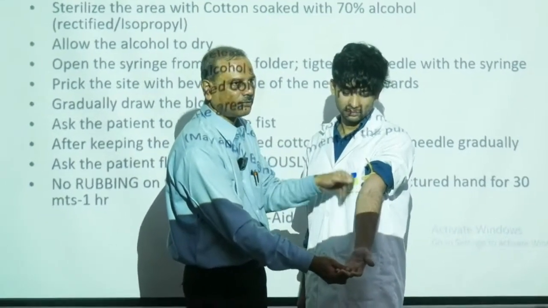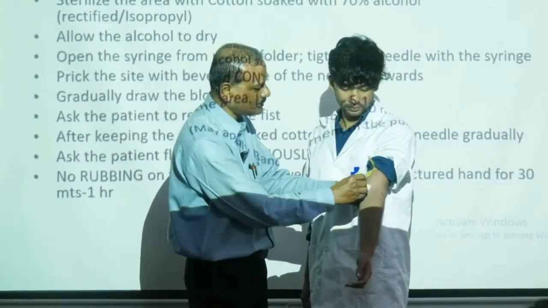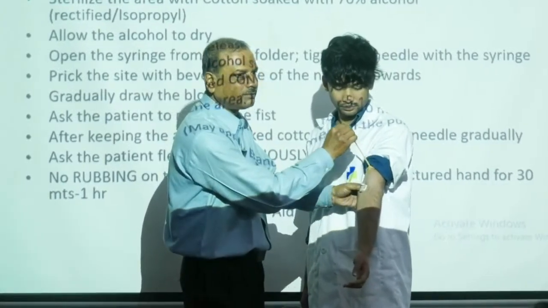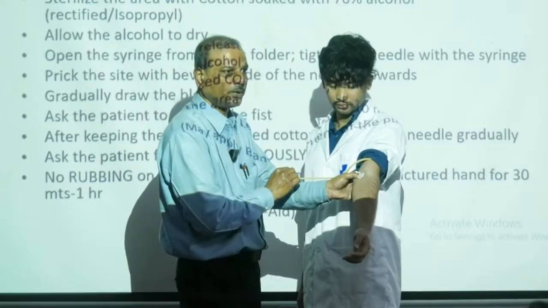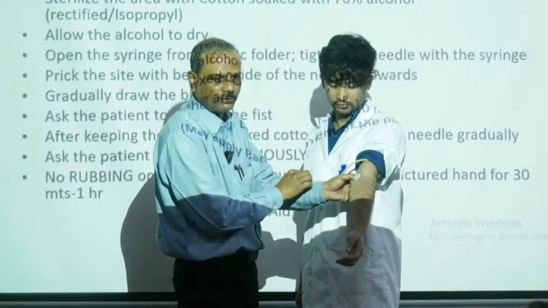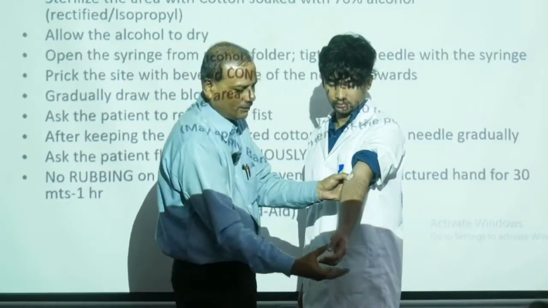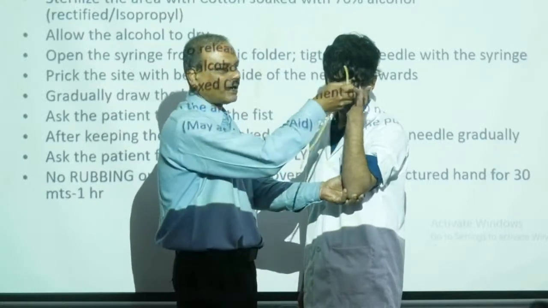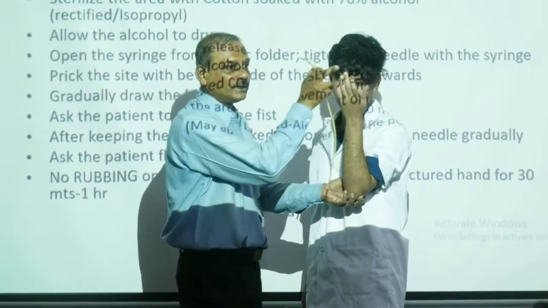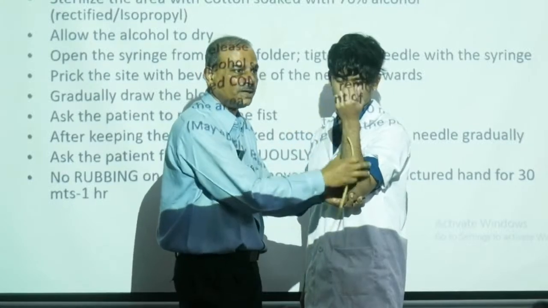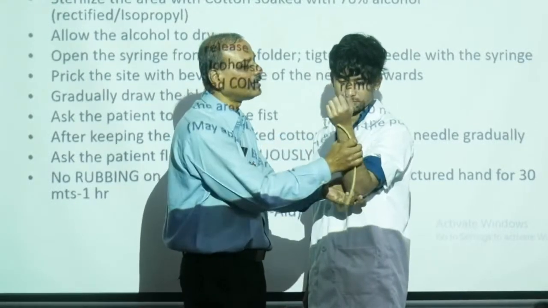So now the vein is going back, and while keeping this, you just remove the needle with your right hand, because this hand is now closed, since you have punctured it. If you don't do it, blood will come out. And then you ask the patient to keep the hand flexed with the fist released. There is a tendency that the patient by reflex will tighten the fist.